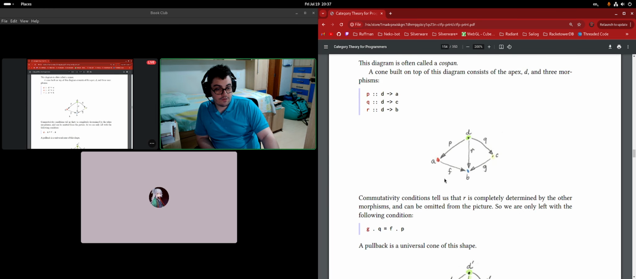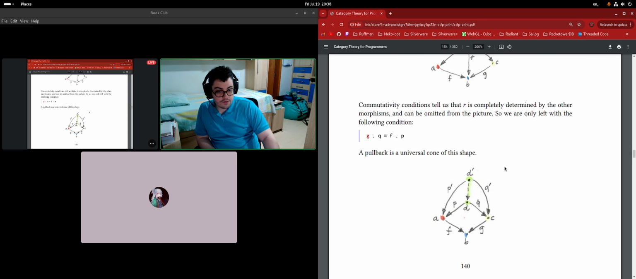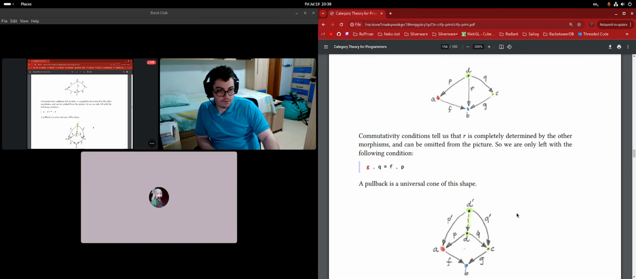So commutativity conditions tell us that R is completely determined by the other morphisms and can be omitted from the picture. So R can be omitted, and then we are only left with the following conditions. A pullback is a universal cone of this shape. This is the factorization.